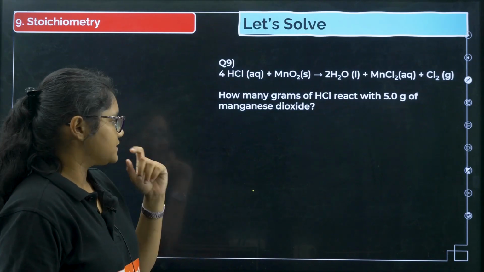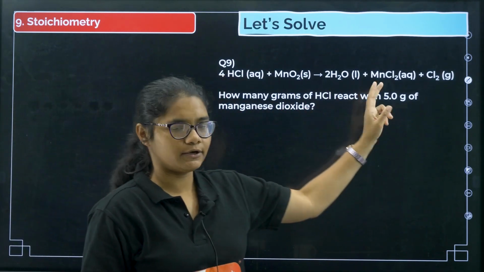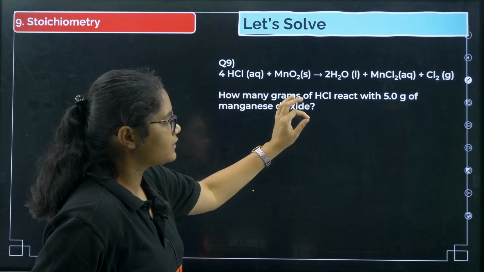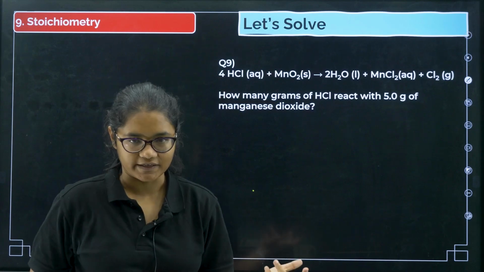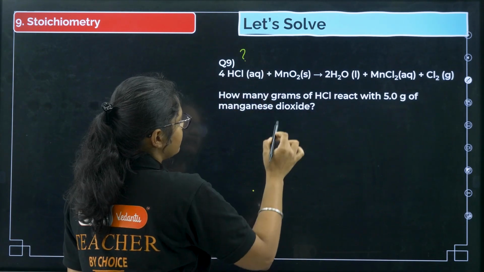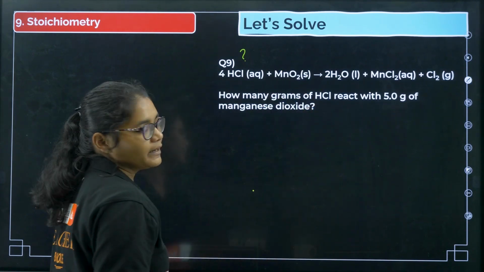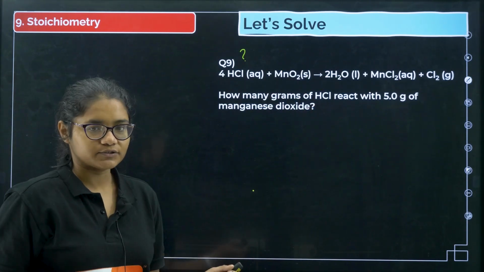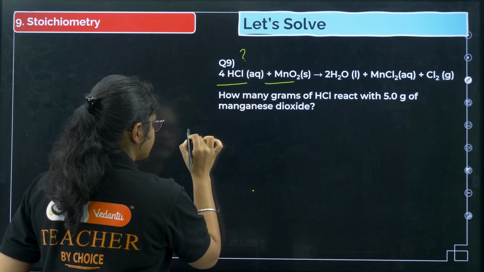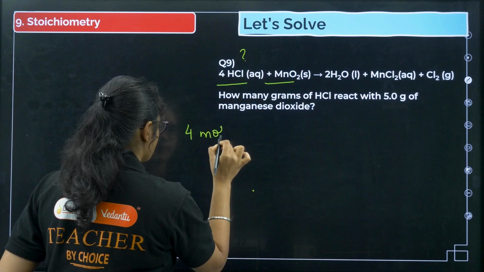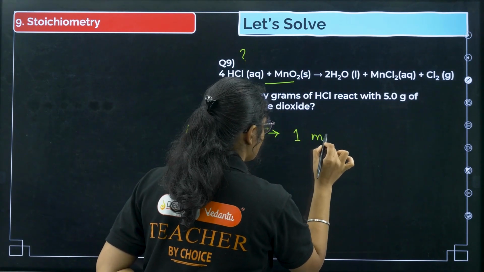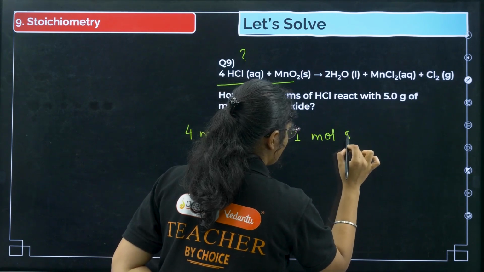Fine. Now let us see a question here. A reaction is given to you, and the question asked is, how many grams of HCl react with 5 gram of manganese dioxide? The question is asking how many grams of HCl will react with 5 grams of MnO2. So let us solve this question and see. According to this balanced equation, I can say that 4 moles of HCl react with 1 mole of MnO2.